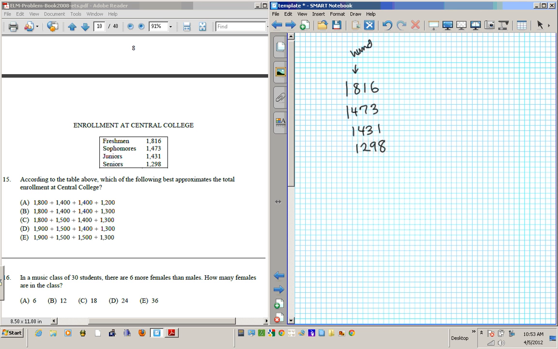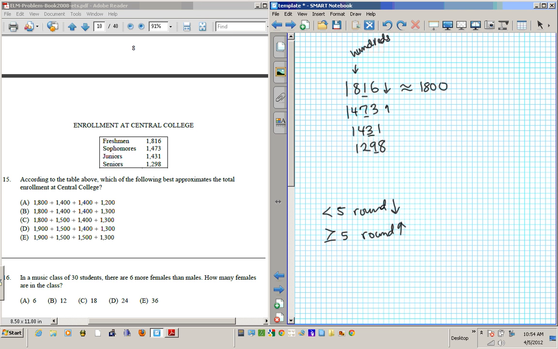Okay, so to do this, remember the rules for rounding, right? If it's less than 5, you round down. If it's greater than or equal to 5, you round up. Okay, so what we're going to do is examine the number before the hundreds place, and then see if we're going to round up or round down. Okay, we're going to add 1 or do nothing. Okay, so this one is less than 5, so we're going to round down to 1800.